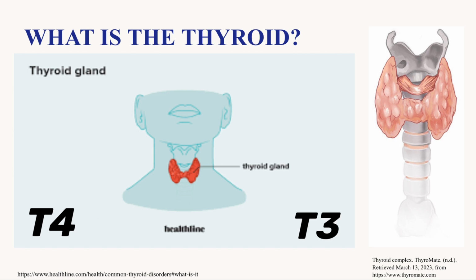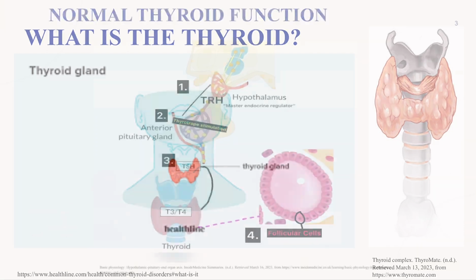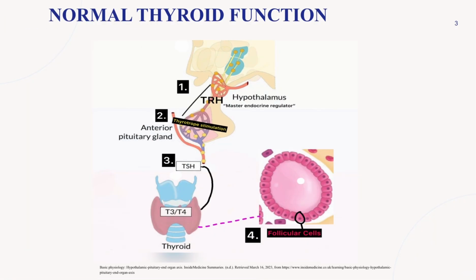In order for the thyroid to be able to maintain and regulate its hormone production, it has to have a system in place. This system is a negative feedback loop, which is between the hypothalamus and the pituitary gland, and these are encased in the brain. These two together are known as the hypothalamic pituitary axis. Moving into the steps of a normal functioning thyroid, we're going to look at step 1.